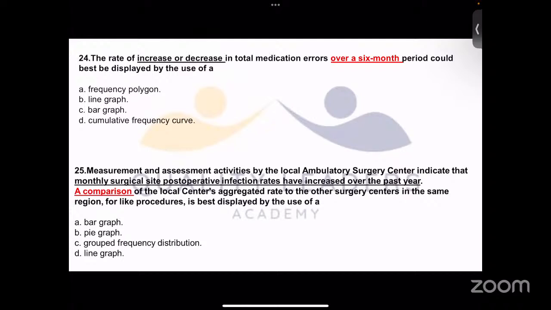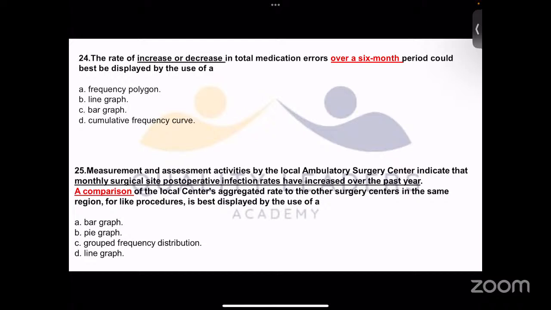Number 24. The rate of increase or decrease in total medication errors over a 6-month period could best be displayed by the use of A, frequency polygon, B, line graph, C, bar graph, D, cumulative frequency curve.